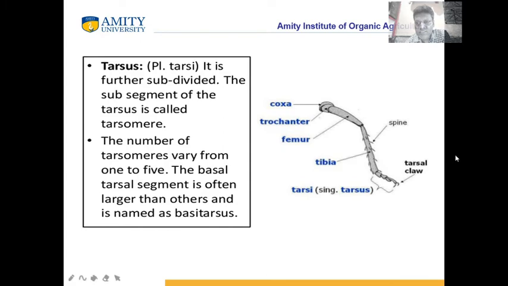In the last, that is pretarsus, there is a strong claw-like structure which catches the ground firmly. So tarsus and pretarsus, both body parts, touch the ground. The part of the leg which touches the ground is called tarsus and pretarsus.